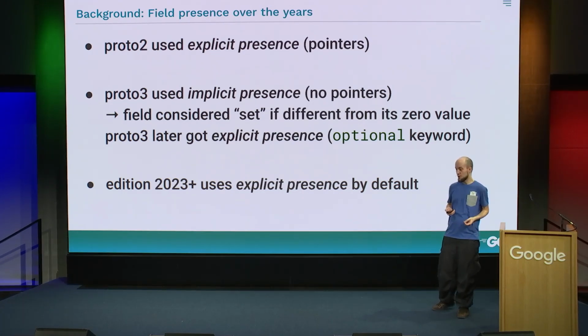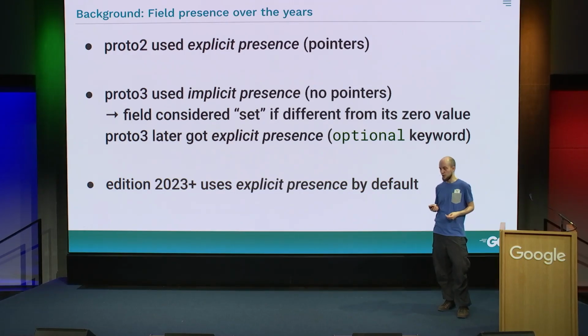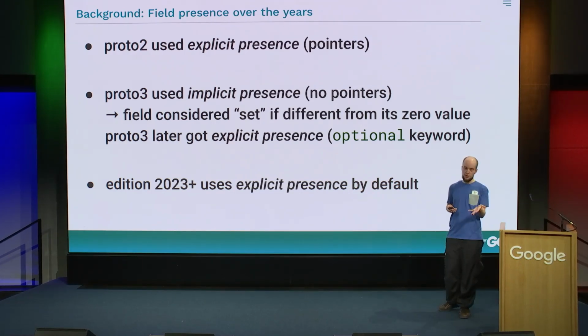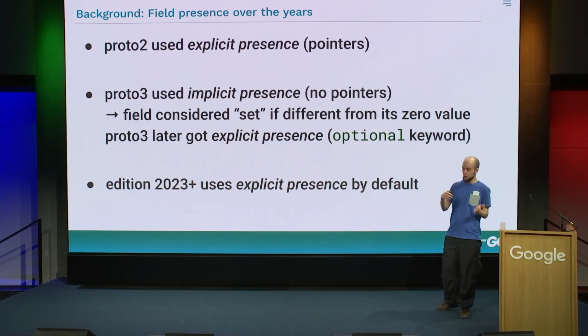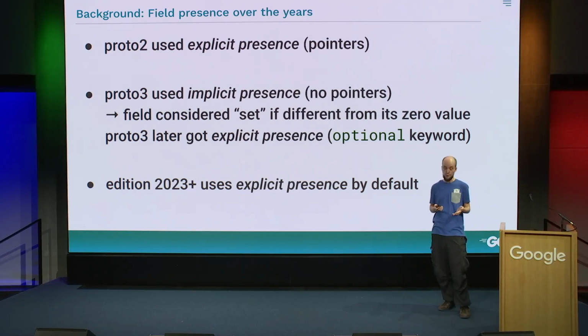So later on, Proto 3 added explicit presence after all, and it did so by using the optional keyword, which previously just was forbidden in Proto 3, and now it's used for explicit presence. Anyway, Edition 2023 has seen the light and reverted course back to explicit presence by default, and I expect that it will remain explicit presence from here on out.